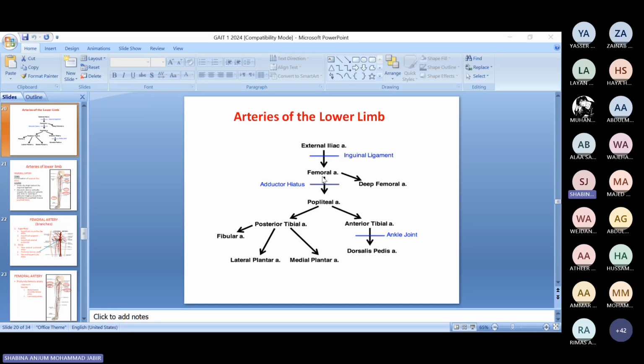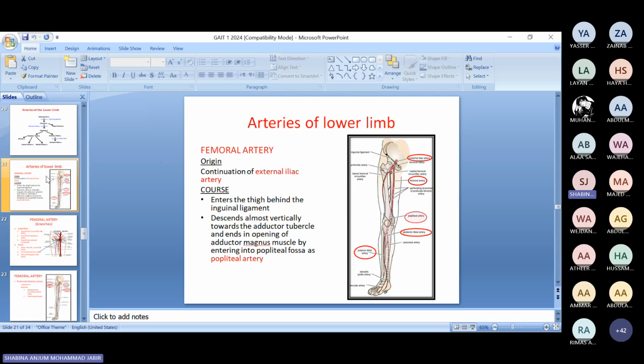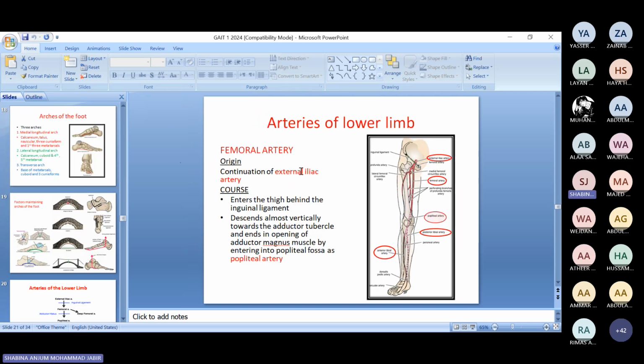So from where will the femoral artery come? It is a continuation of the external iliac artery. And what is going to happen to this femoral artery? It will go down to the popliteal fossa. So first we will see the details of the femoral artery. As I told you, it is a continuation of the external iliac artery. Where will this continuation occur? It will occur behind the inguinal ligament. You remember the inguinal ligament, which extends from the anterior superior iliac spine to the pubic tubercle. So from here, this artery will continue as the femoral artery.